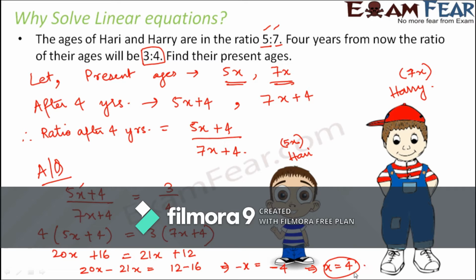So now that we have calculated the value of x, we can calculate their ages. So Hari's age would be 5 into x, that is 5 into 4, which is 20 years. And what would be Harry's age? His age would be 7 into x, that is 7 into 4, which is 28 years. Therefore, we can say that Harry is 28 years old and Hari is 20 years old. So using linear equations, we can solve these kind of puzzles as well.